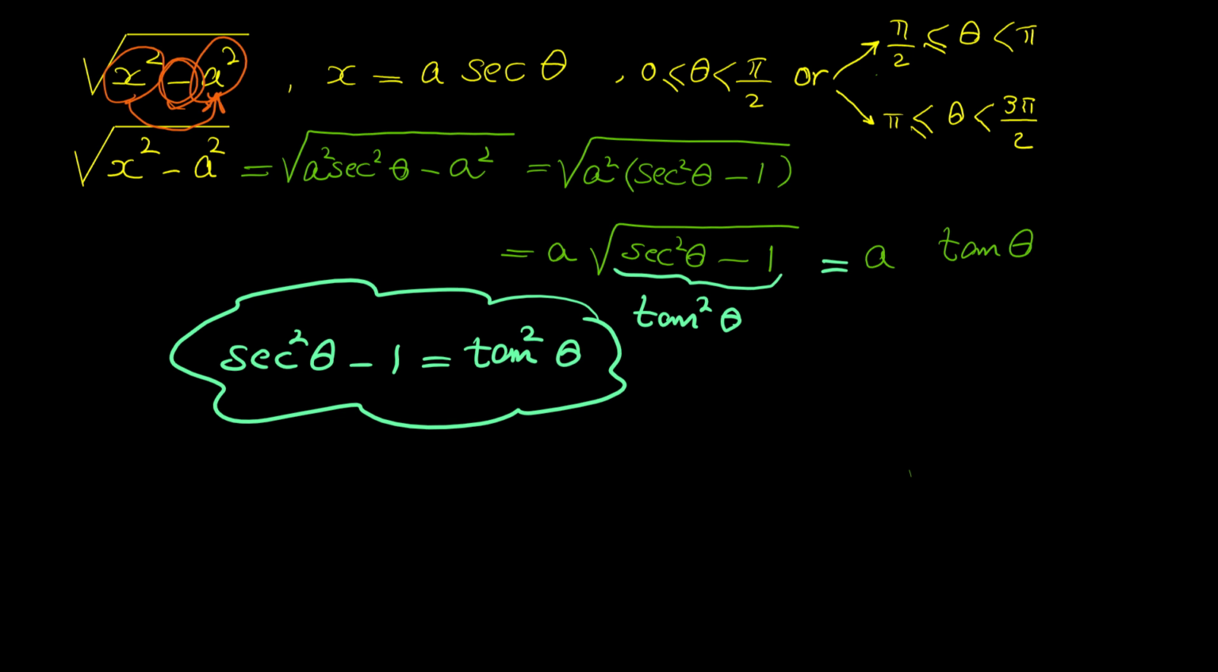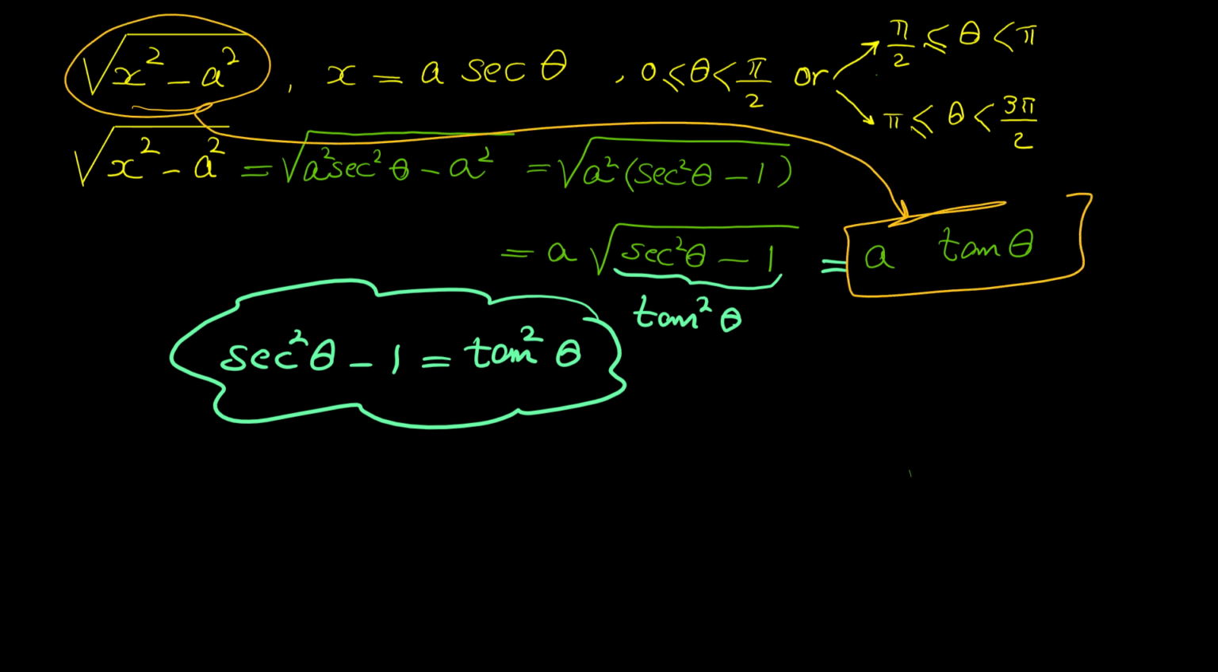Whenever x or the variable appears first, x to the 2, then minus a to the 2, then we use this substitution, and by this substitution all of this radical simply is a tangent theta.